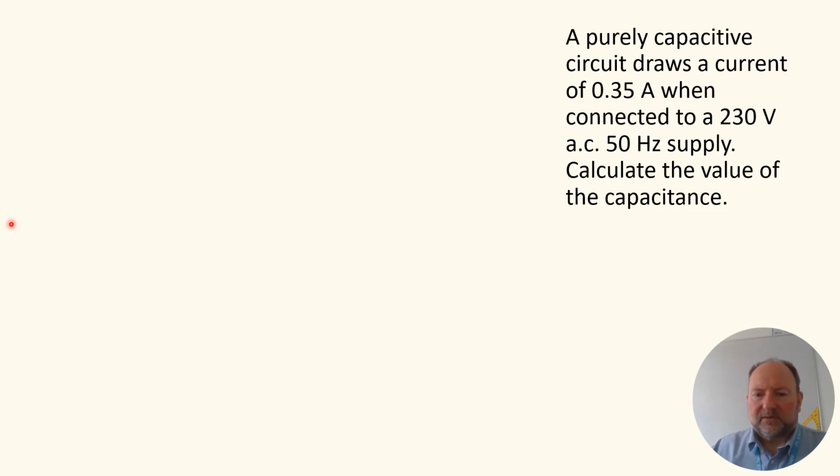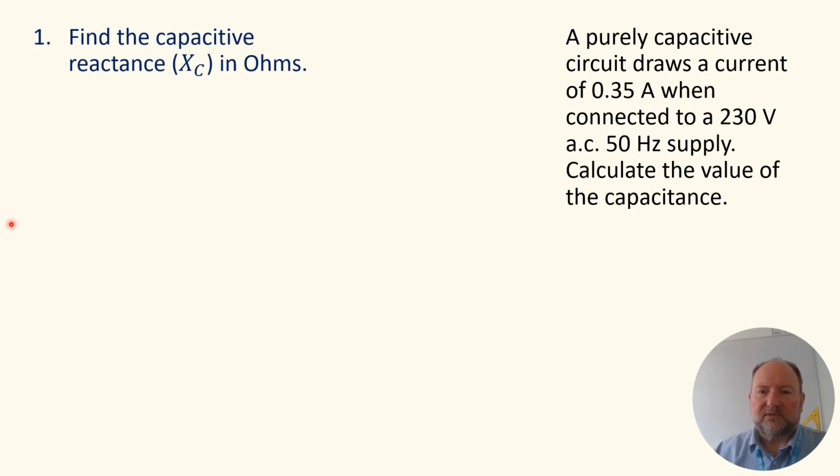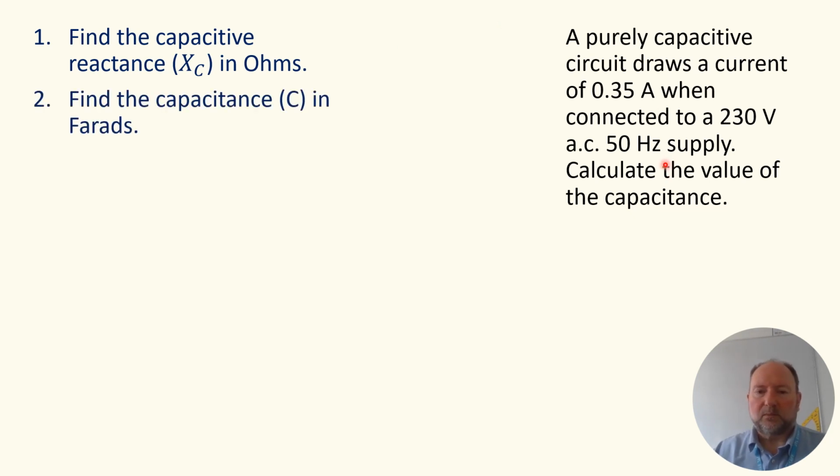Well, where do we start with this? This is going to be a two-part question. First of all, we need to find the capacitive reactance because it's a purely capacitive circuit. It's got a current of 0.35 amps flowing, so something's having an effect on that current, and the effect is the capacitive reactance. So we have to find that first, and once we've found the capacitive reactance, we can then work out what the capacitance is.